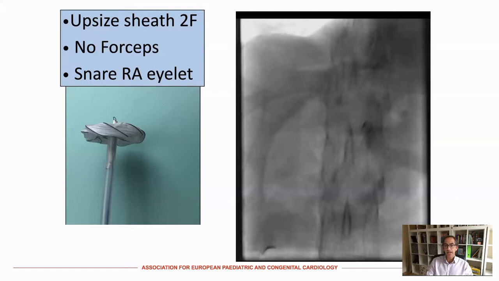Snaring the left eyelet or central waist is possible, but it's more difficult to retrieve, and this doesn't unlock the device. To make this possible, you probably need quite a lot of traction, possibly use 2 snares and the largest sheath possible to be able to pull the whole device inside the sheath.